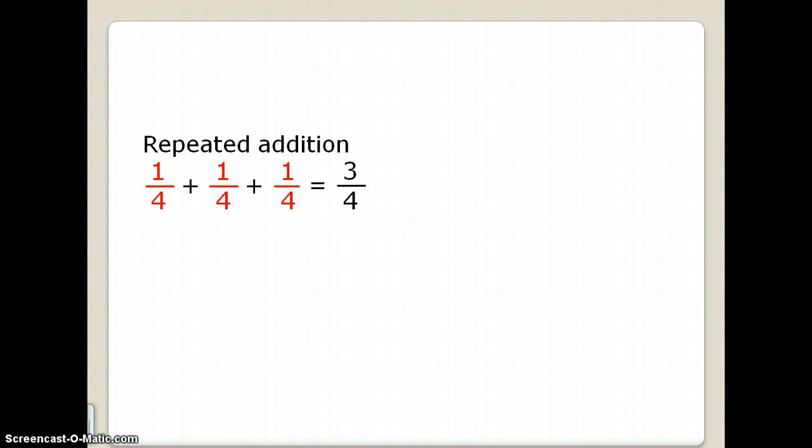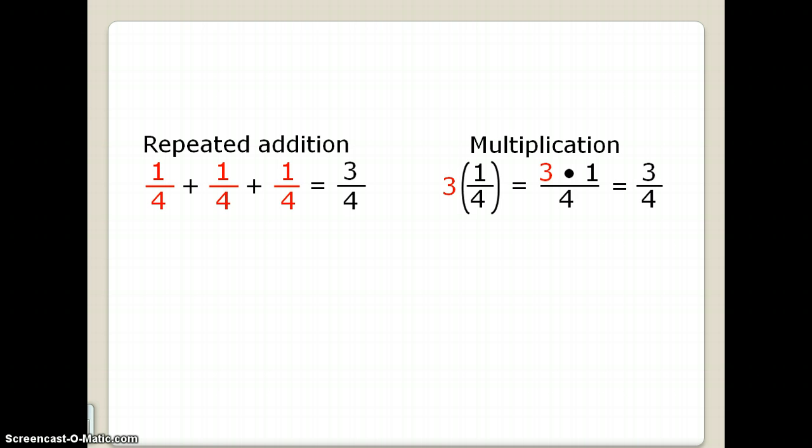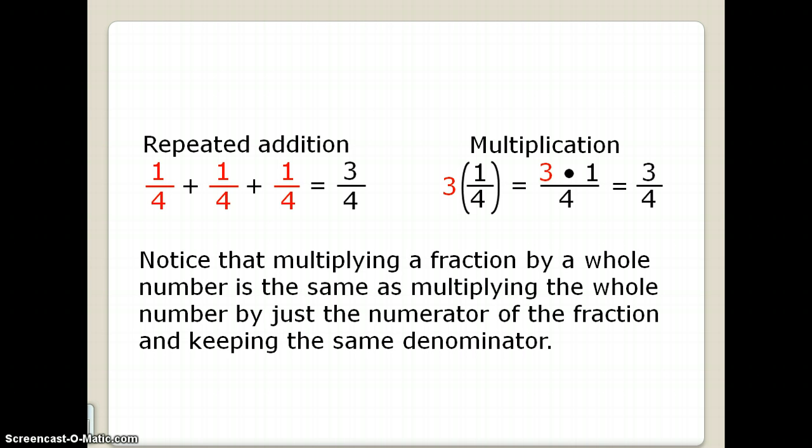When we first learned multiplication, it was because we had been doing repeated addition, and it was a faster method. So I could add 1/4 plus 1/4 plus 1/4 and count it all up to equal 3/4. Or I could go 3 times 1/4 and speed up the process to get 3/4. Multiplying a fraction by a whole number is the same process as multiplying the whole number by just the numerator of the fraction and keeping the same denominator.